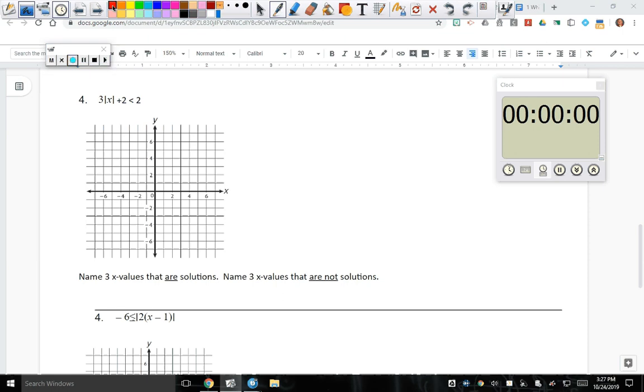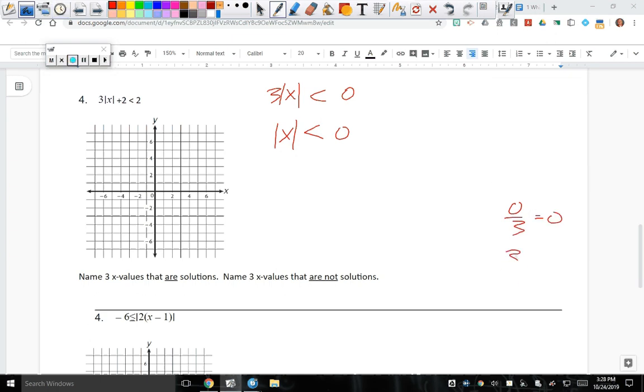Algebraically, let's solve this algebraically. We have 3 absolute value of x. We're going to subtract 2 to get this. My goal algebraically is to isolate the absolute value sign. Okay? Divide by 3. 0 divided by 3 is still 0. What is 3 divided by 0? Undefined. You cannot divide by 0.